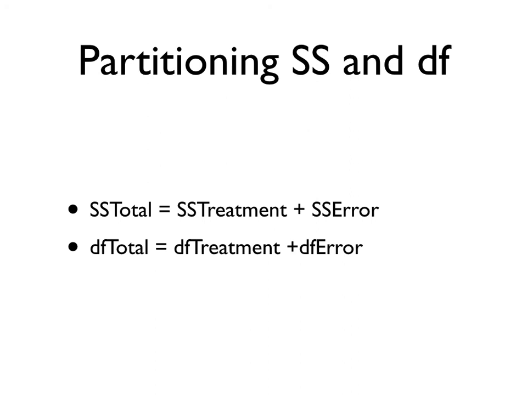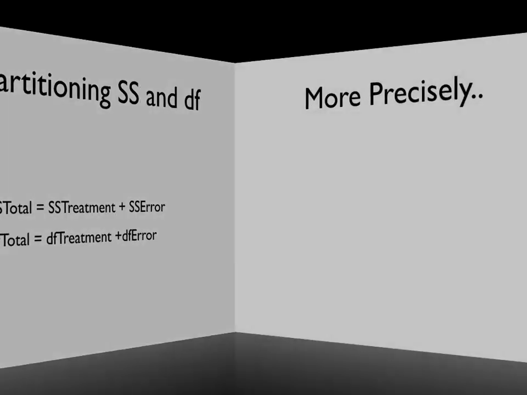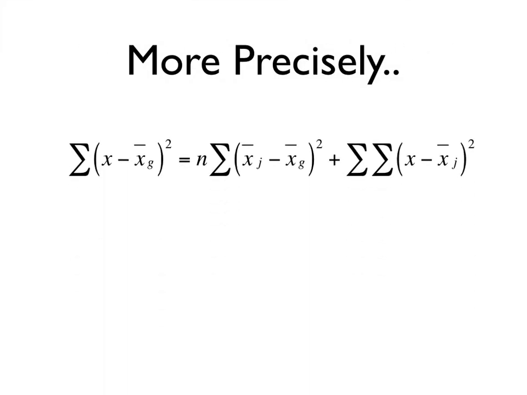Now we're going to divide those out. To be a little more precise, the sum of each score minus the grand mean, that's the total sums of squares. The sum of squares for treatment is the number of subjects per group times the mean for group 1 minus the grand mean, plus the mean for group 2 minus the grand mean. We square those. And then each score minus its group mean, this is calculating the top part of a variance for each group, and then we do them all. So we got all those for each group, and then we sum all those together.